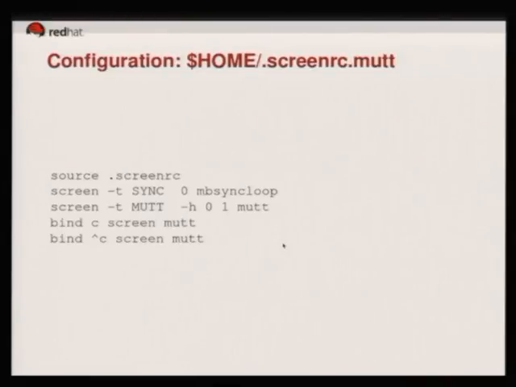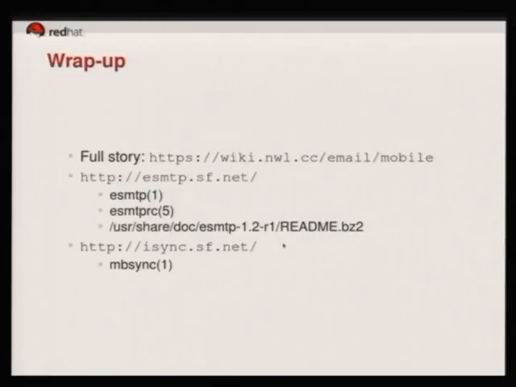Okay, finally, to hook this all together, I have a screenrc, which, when I call screen with that configuration, starts for me the mbsync loop and Mutt in a second window at the same time. And I have bindings for, instead of creating a new window, directly spawn a new Mutt because it's single-threaded. That's basically it. You can read the full story with lots of verbosity on my own wiki page. There are project pages for esmtp and isync, which mbsync belongs to. And these are the important man pages or readmes for that.